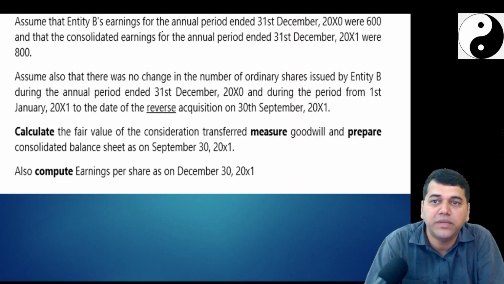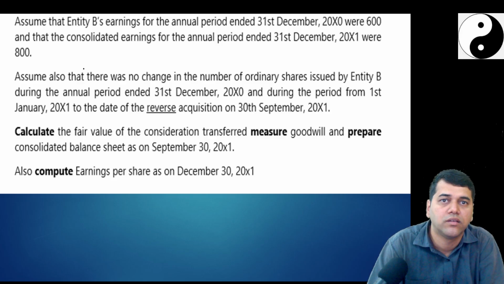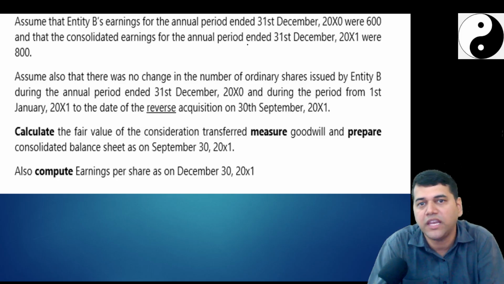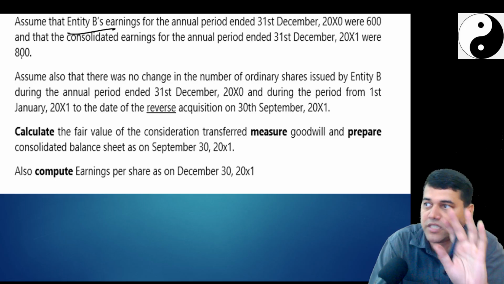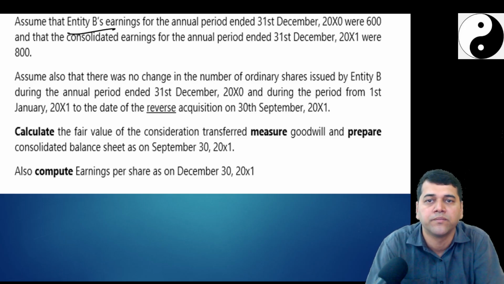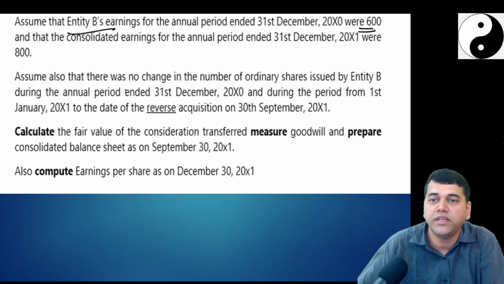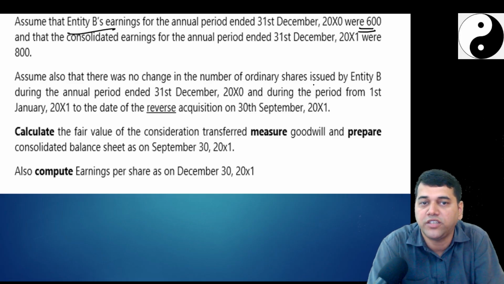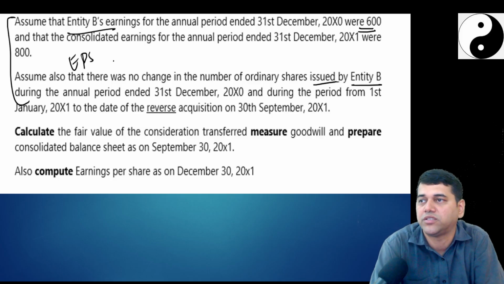Now assume entity B's earnings for the annual period ended were same. Is this statement there? I think they must have removed in the new syllabus. EPS calculation. In your question it is there. Anyhow, we will solve that. Give low priority. You may not understand what we are doing here, EPS, but give low priority. Just for your academic interest, I am showing you here. Last year, entity B's earnings they have told you, and the consolidated earnings, assuming that there were no change in the number of ordinary shares issued by entity B during the annual year. So this piece of information is for EPS calculation. We will look at it later.